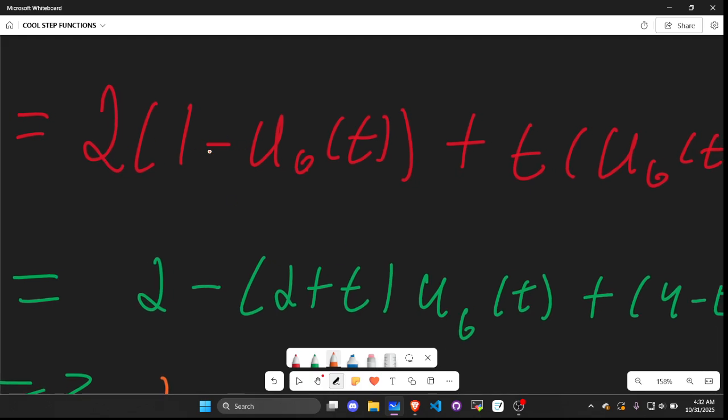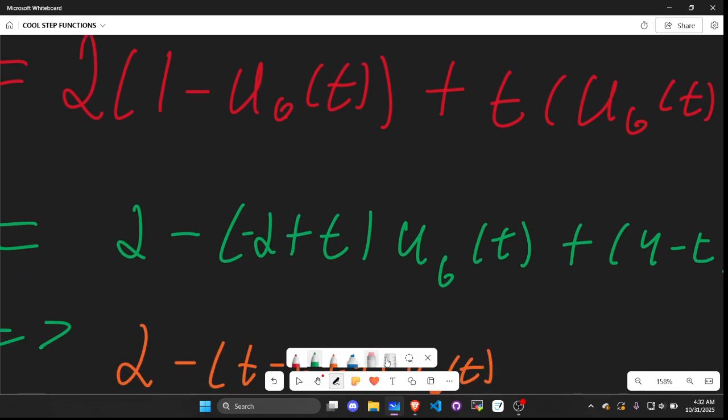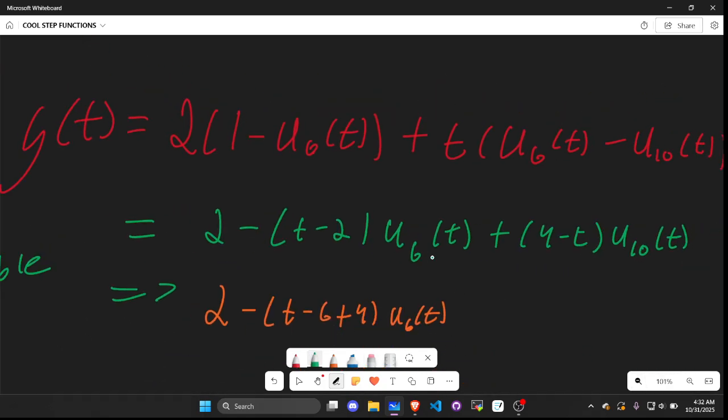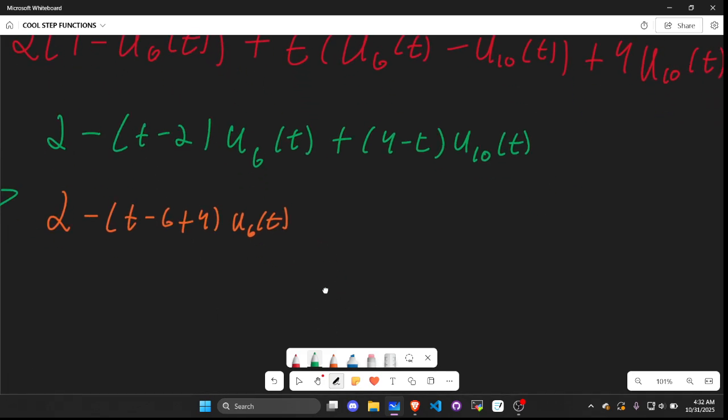Oh, that's why. I'm being dumb. This is not a positive 2 at all. It's a negative 2 to begin with, because 2 times negative u sub 6 of t is just negative. We'll rewrite it in here. Sorry, I omitted this earlier. Errors cascade like that, so you need to catch them while they're young.